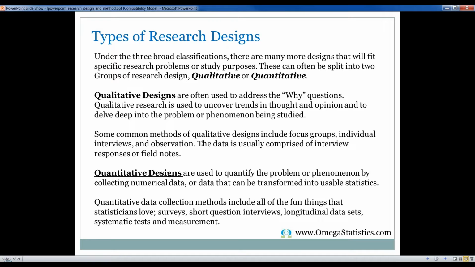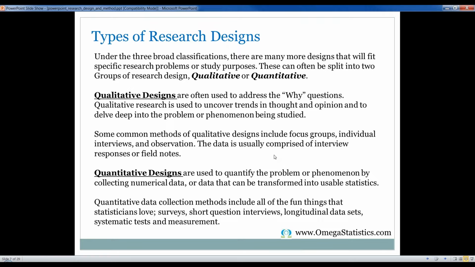Qualitative designs are often used to address the why questions, because why means you're going to ask a little bit deeper. You know, you're going to get thoughts from people, you're going to get ideas from people, maybe do some interviews, and you're going to uncover some opinions. Some common methods of qualitative designs include focus groups. You can have individual interviews, just observation. You go out in the field and you do some observation and take some field notes. Okay, the data is usually comprised of interview responses, or like I was saying, field notes. So it's usually these are long narratives, not a lot of statistics.